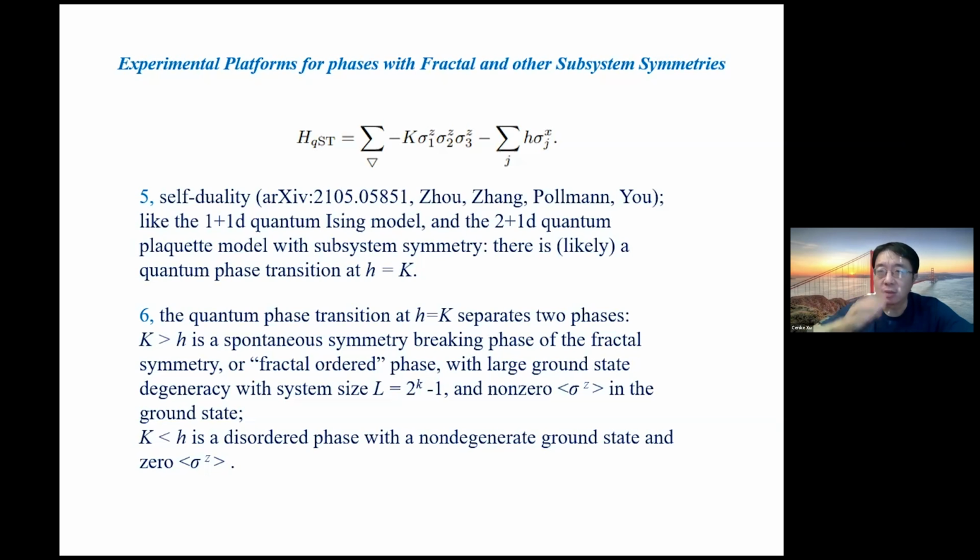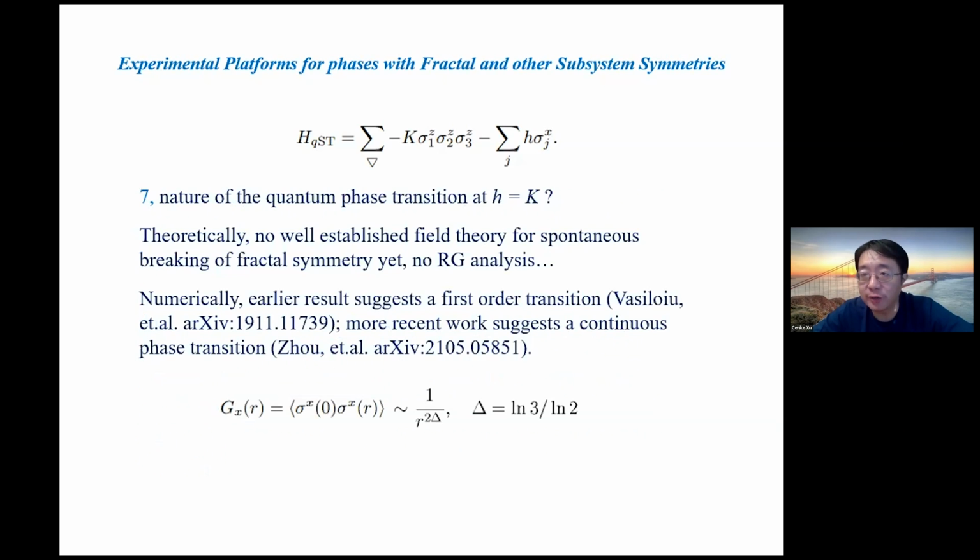Then the most interesting question is the nature of the quantum phase transition at h equals k. As I said, so far we don't have a well-established field theory for spontaneous breaking of fractal symmetry yet. So we cannot do much analytical study for this quantum phase transition. But you have a question?